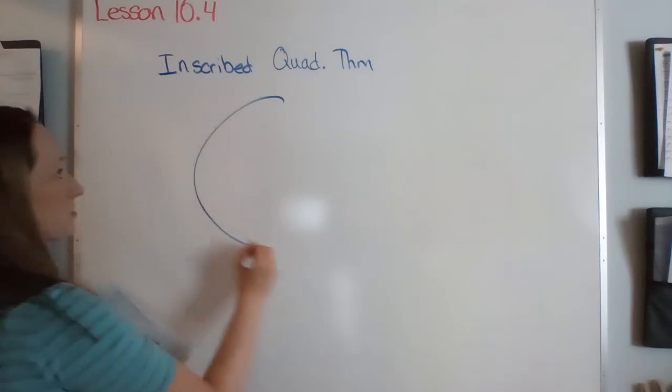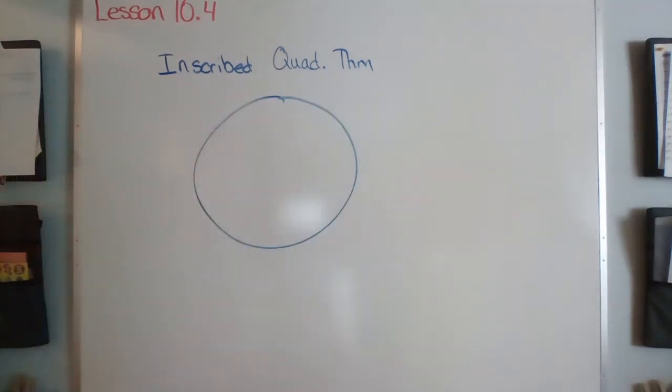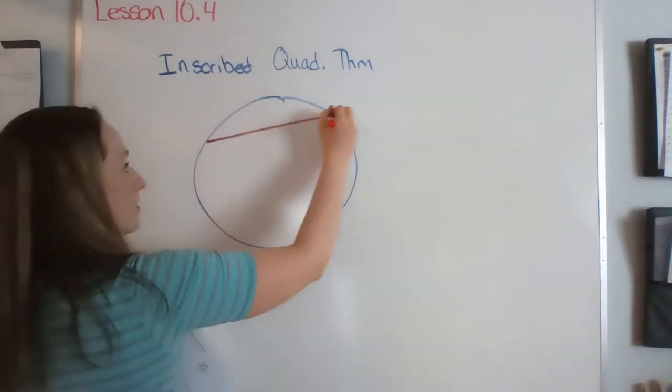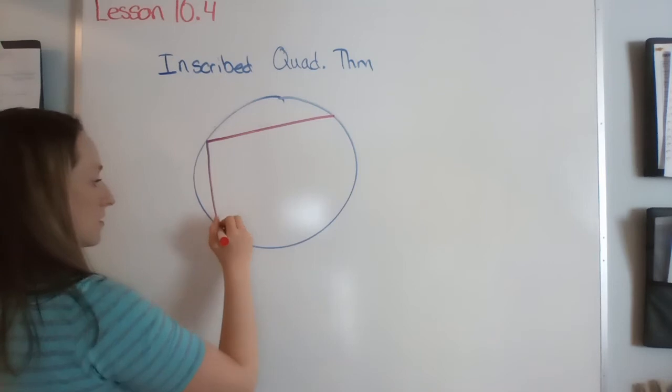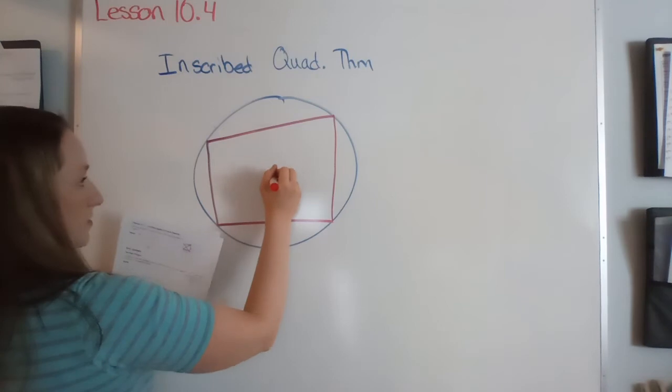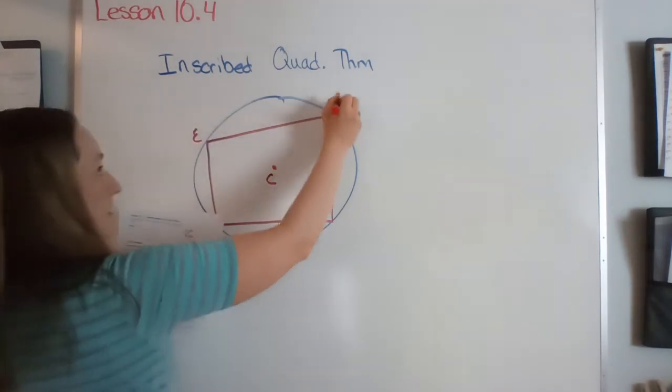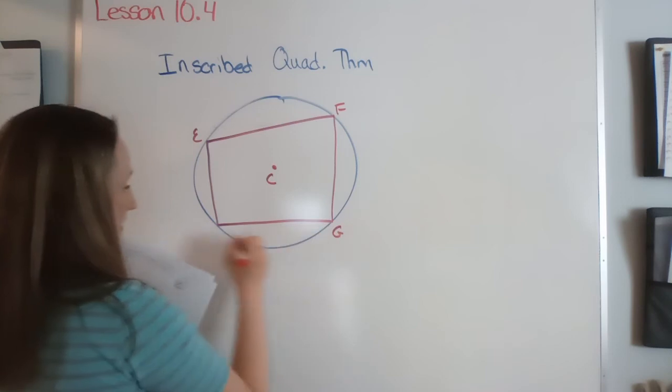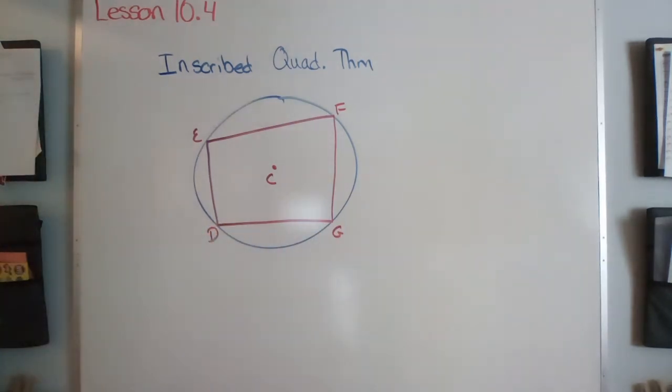So remember, that means we have a circle, and then we have a quadrilateral, a four-sided figure whose vertices are all on the circle. They name the circle C, and in the notes it's E, F, G, D. So we have this inscribed quadrilateral. And the theorem says a quadrilateral can be inscribed in a circle if and only if its opposite angles are supplementary. This is going to be really helpful for a lot of problems that we're going to see.